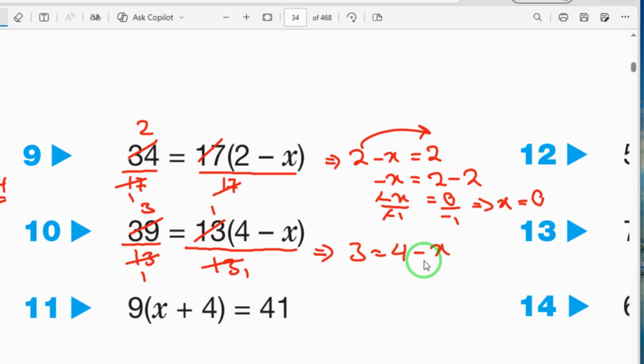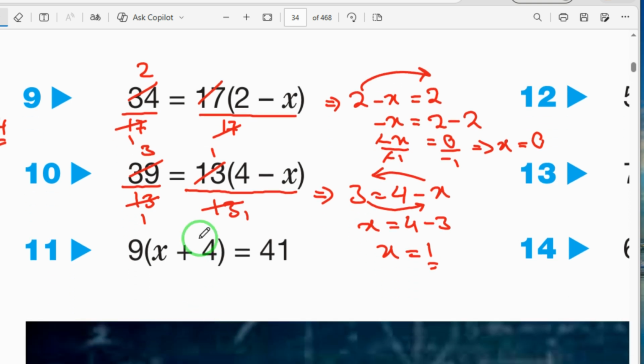Then we change the place. We bring x to the left side, becoming positive. x is equal to 4, and we carry the right side, this 3 becomes negative, minus 3. So x equal to 4 minus 3 becomes 1. x is equal to 1.